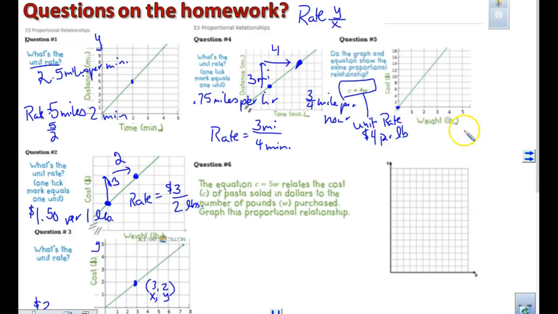So, I look at the graph. Devin, what is the unit rate for the graph?